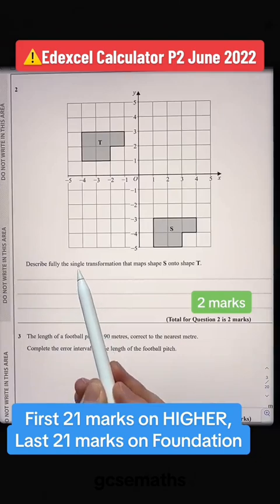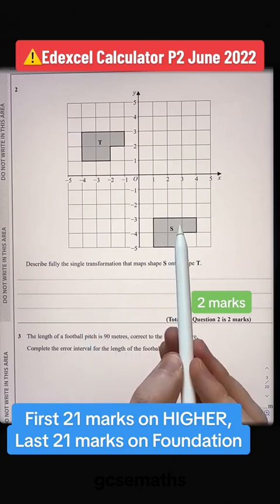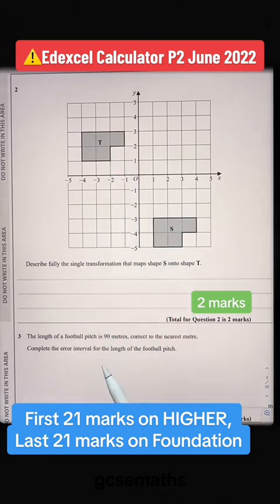Question 2. Describe fully the single transformation that maps shape S onto shape T. There are 4 transformations: translation, enlargement, rotation, and reflection. As it says the word single, we can only have one of those key command words.